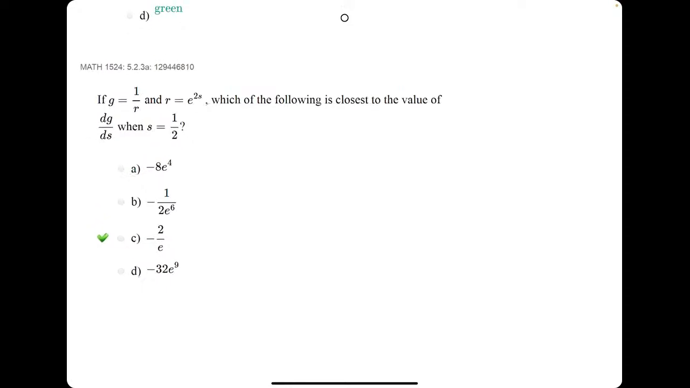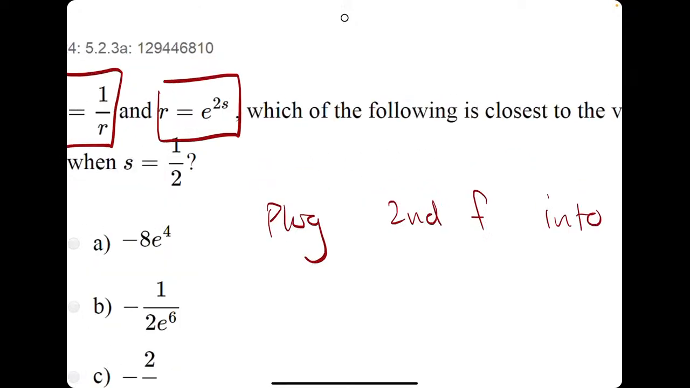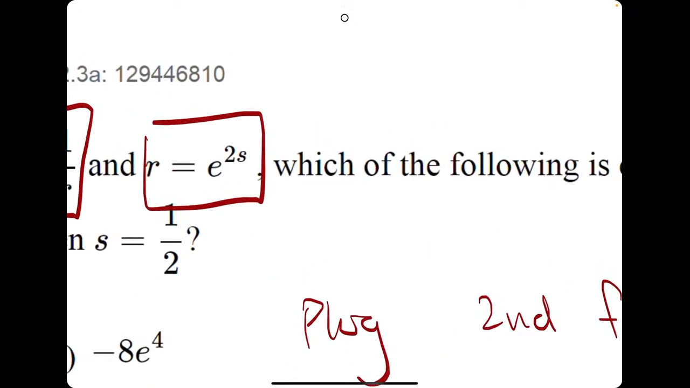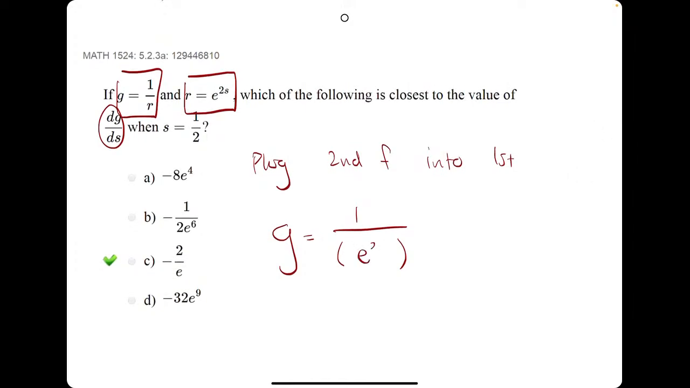So for this one, here's the smooth and efficient process I would recommend. We're finding dg over ds, which means the derivative of g, but with respect to s. So what we want to do first is plug the second function into the first. Because if g is 1 over r, but r is equal to e to the 2s, then we are going to substitute e to the 2s in place of r in the function g.